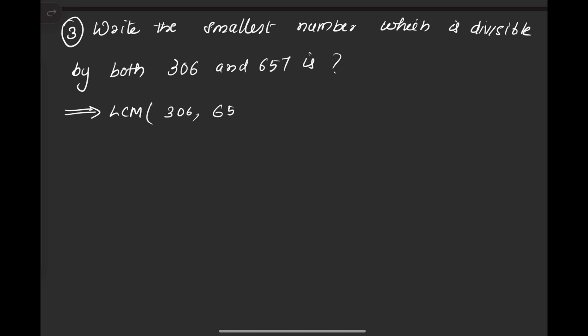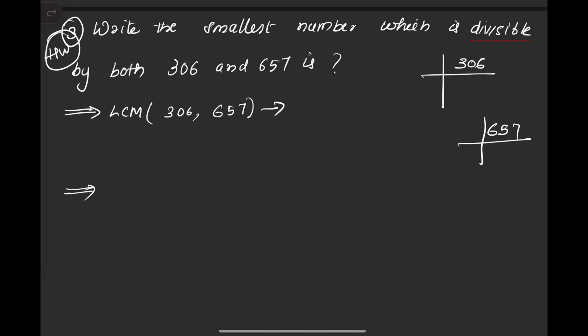Okay, and whatever LCM you get for these two numbers will be the answer. That means you have to do the prime factorization of 306 as well as one more number, 657. Do the prime factorization and find out. This is homework for you. I will give you the answer: the answer is 22338. So do check it and find out whether you are getting the correct answer.